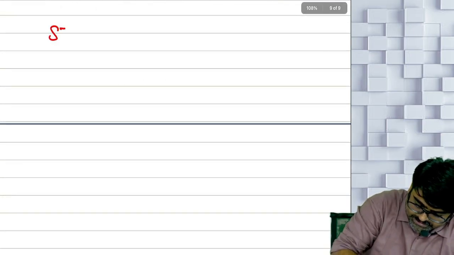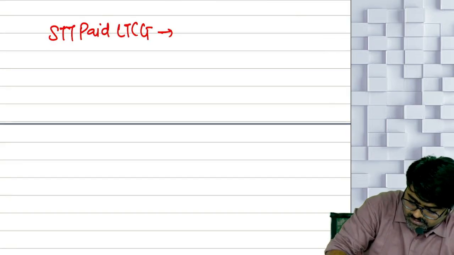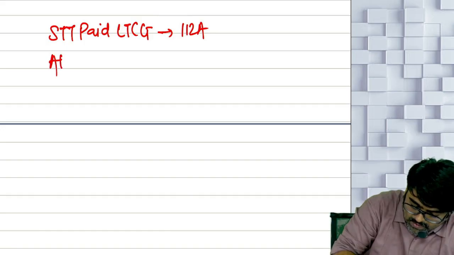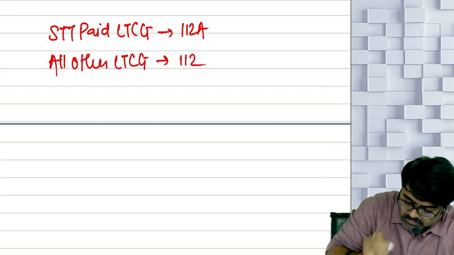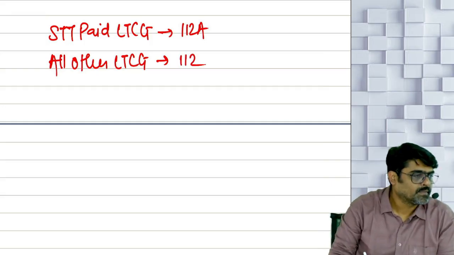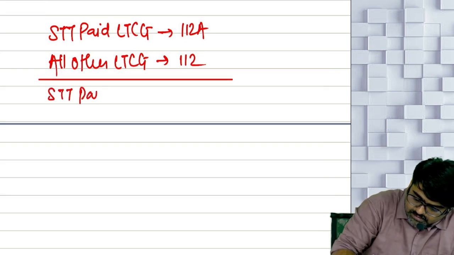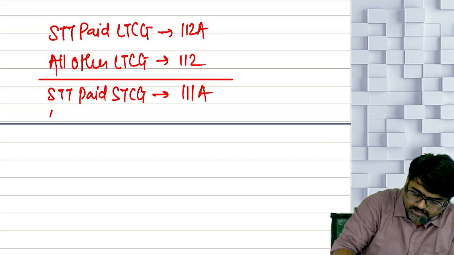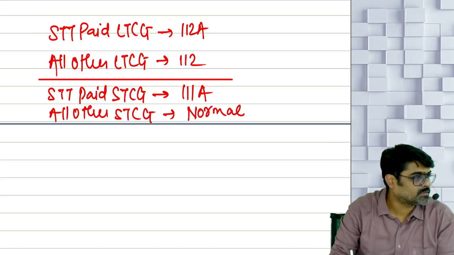STT paid long-term capital gain will go to 112A. All other long-term capital gain will go to 112. And sir, STT paid short-term gain will go to 111A. All other short-term capital gain will be normal income.